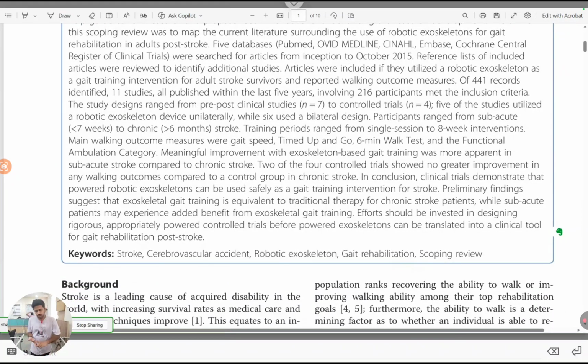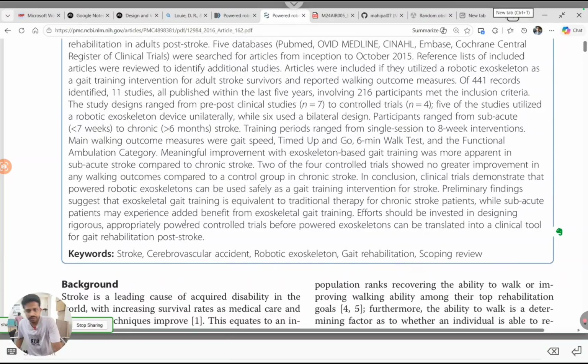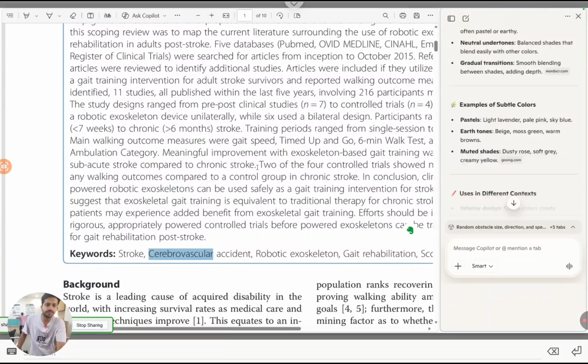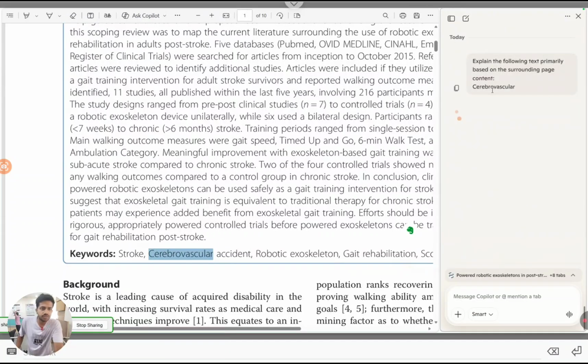So the keywords are stroke, cerebrovascular accident, robotic exoskeleton, gait rehabilitation, and scoping review. So I can search it out. What is this? I can press escape. Then I will select this and search it out. So here, cerebrovascular.